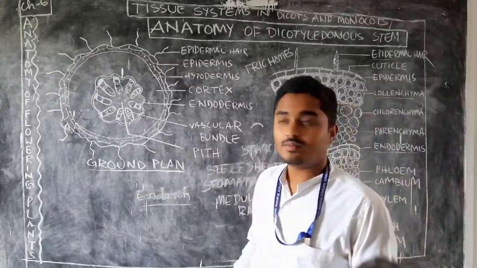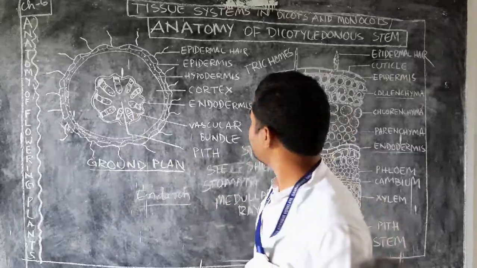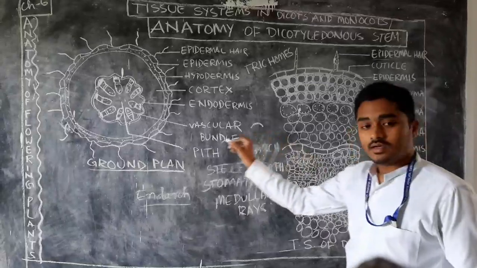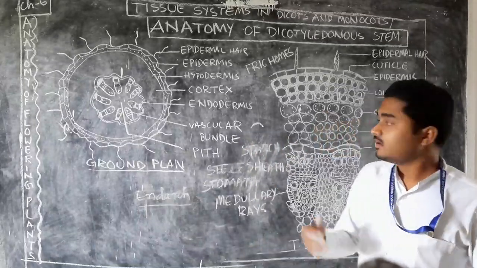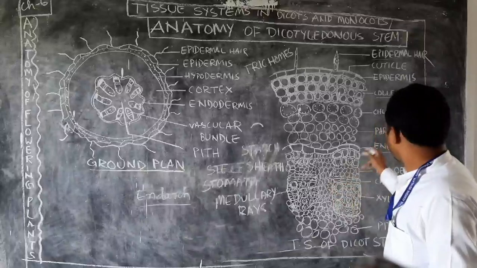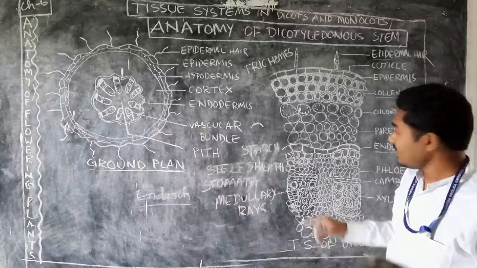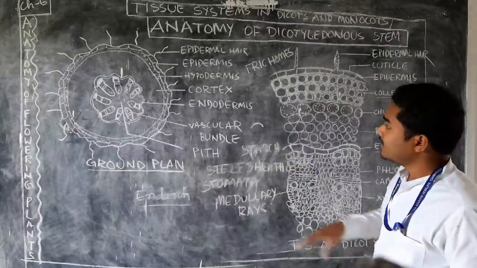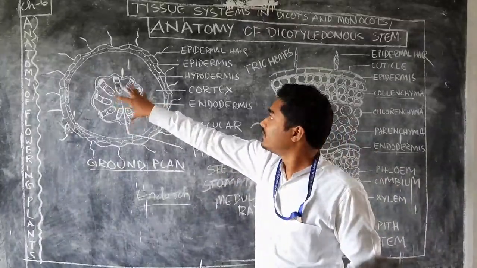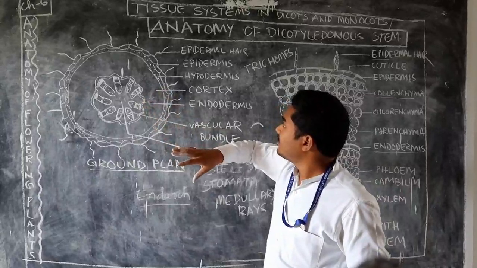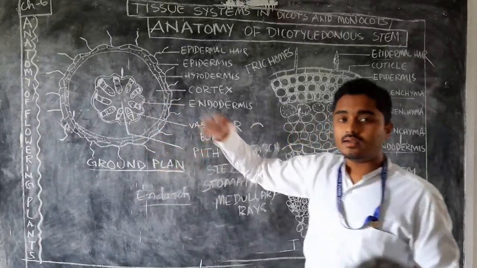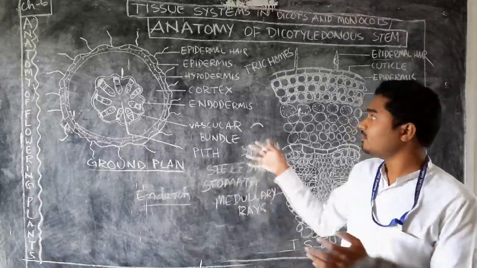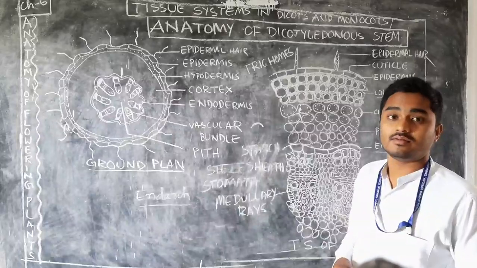So what questions might you be asked in the examination or in entrance exams? What is conjoint type vascular bundle, what are medullary rays, why the endodermis contains starch sheath. So prepare for all these types of questions. Just practice drawing these diagrams and start understanding the concepts. Then studying the anatomical features will be very interesting.